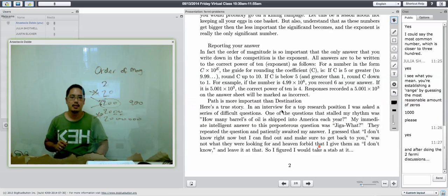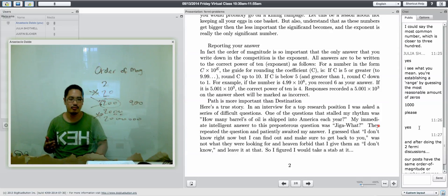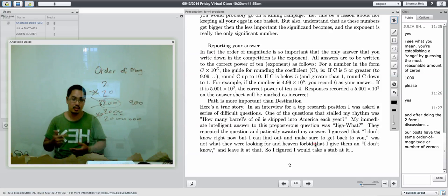After we do what we're going to do, we're going to do a kind of a competition where they basically do a competition on order of magnitude. And I said, in the competition, the only thing that really matters is not the number of significant figures you have, but the order of magnitude that you have.